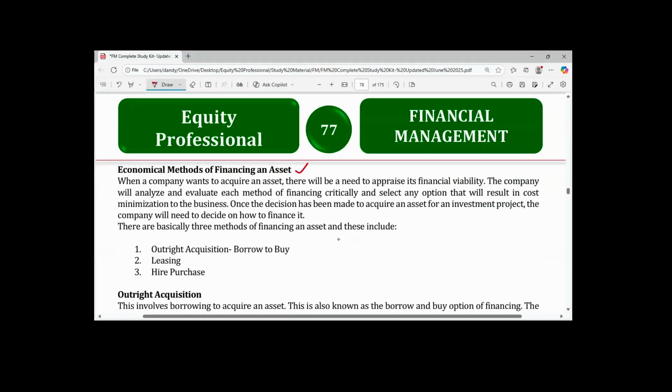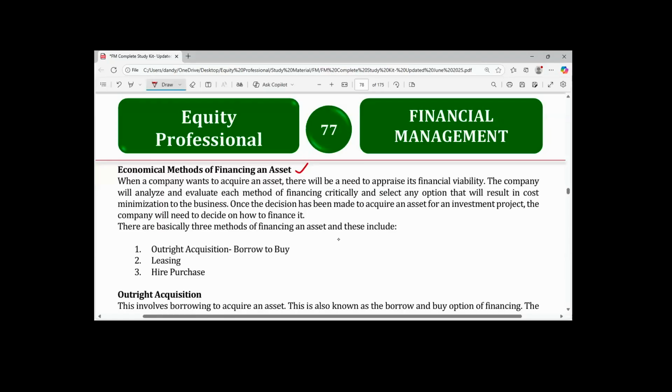Now, this is what we are saying. When a company wants to acquire an asset and the finance is not readily available, there are 3 options open to the company. The company can either lease the asset, purchase the asset through hire purchase, or borrow a loan and buy the asset. Those are the 3 options available.